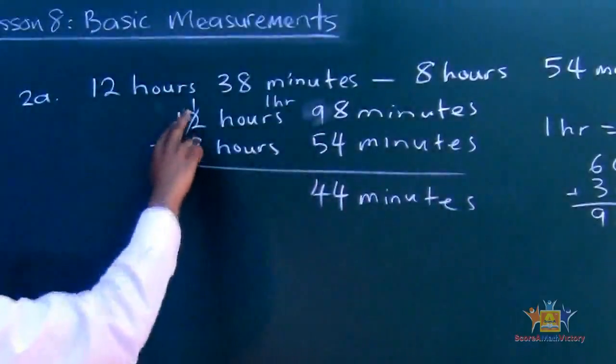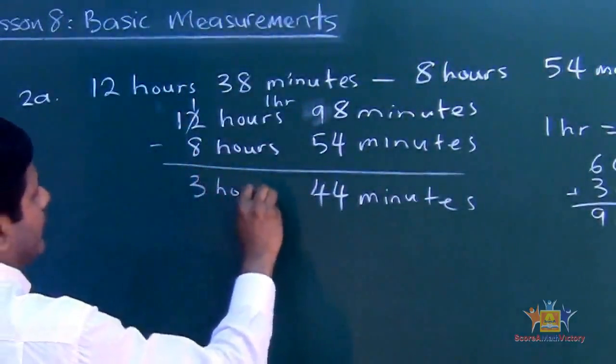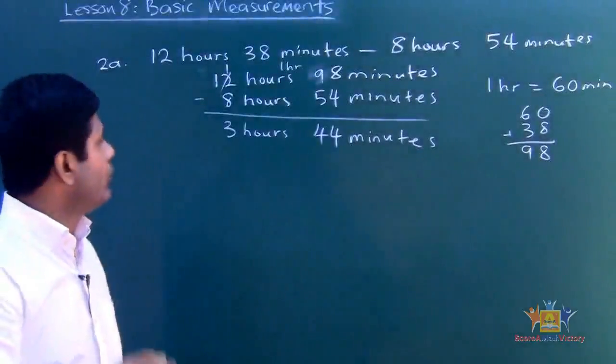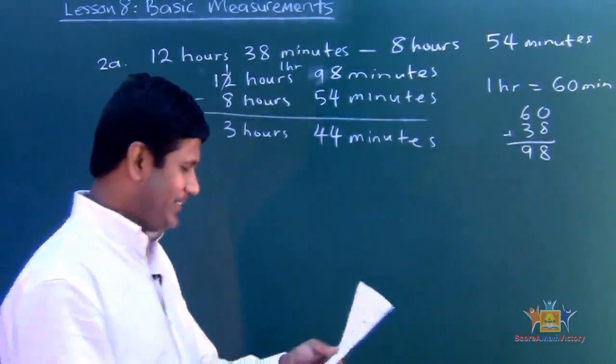Now 11 minus 8 is 3. So 3 hours. There you go. So it becomes 3 hours 44 minutes. Alright, pretty easy, isn't it? Well, let's look at B.